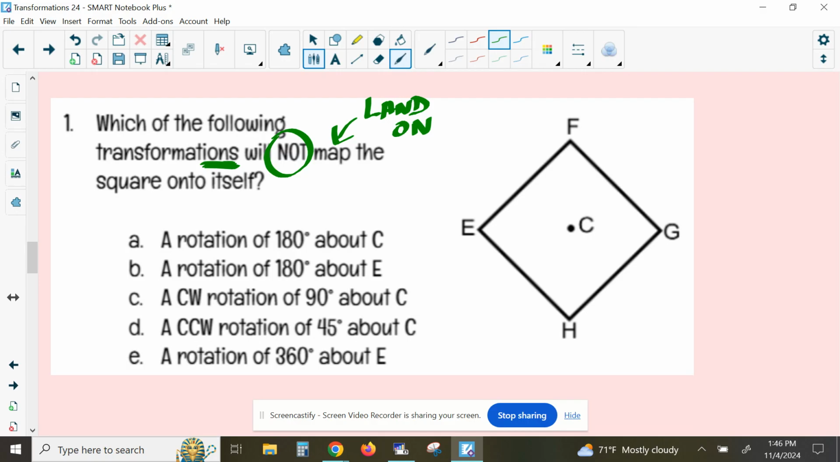See it? Now they only talk about C and E, which is why I only labeled C and E, and I traced it, okay? Now we're going to check every single one because we need to see which ones work and which ones don't. No sleepy time. Okay, so the first one says, a rotation of 180 degrees about C. What's 180 degrees?